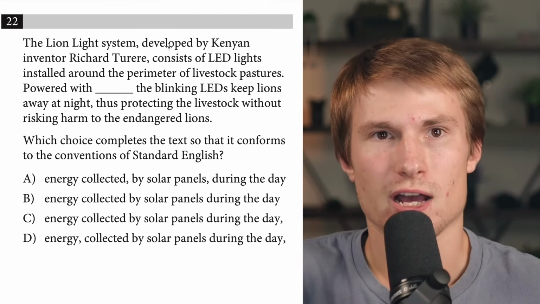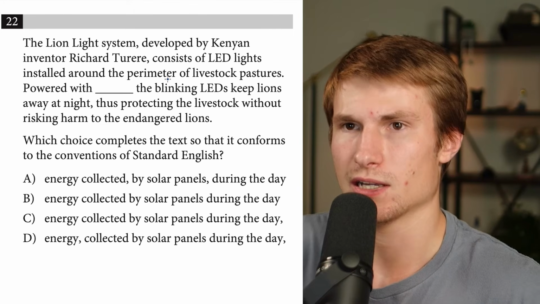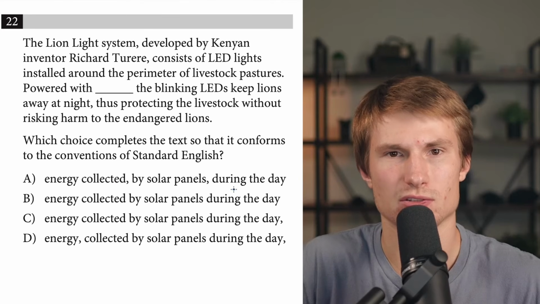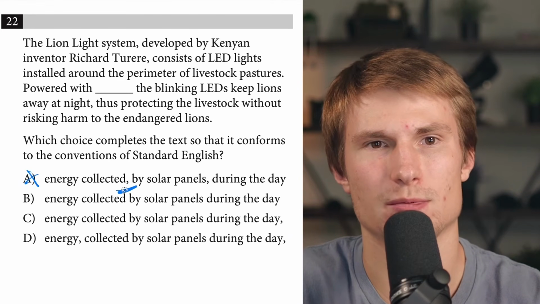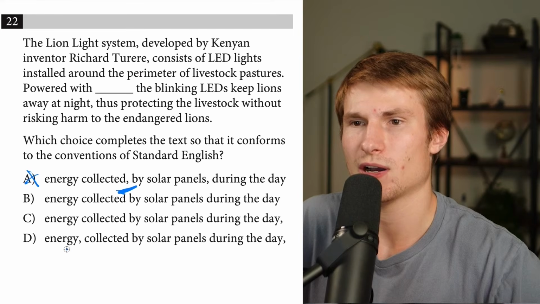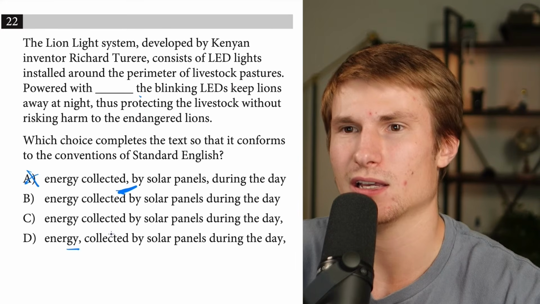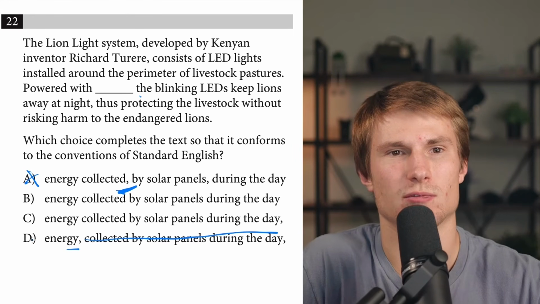Question 22. The Lion light system, developed by Kenyan inventor Richard Turir, consists of LED lights installed around the perimeter of livestock pastures, powered with energy collected by solar panels. Okay, energy collected by solar panels. That should not have a comma between it. Okay, energy, powered by energy, powered with energy. The blinking LEDs keep lions away at night. Okay, it needs to be energy collected by solar panels. This is not non-essential. Okay, so we can get rid of D as well.